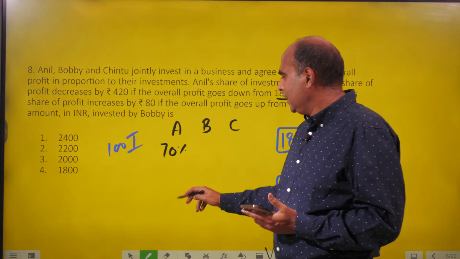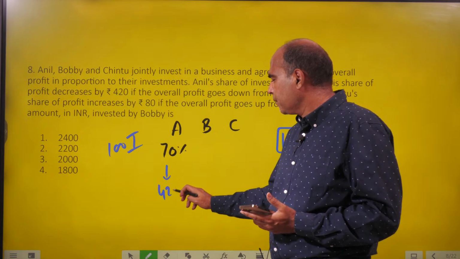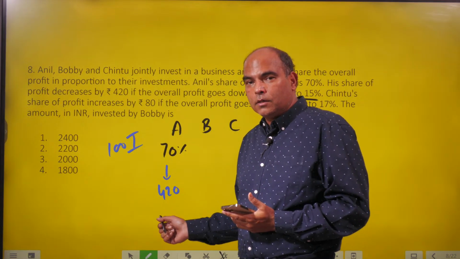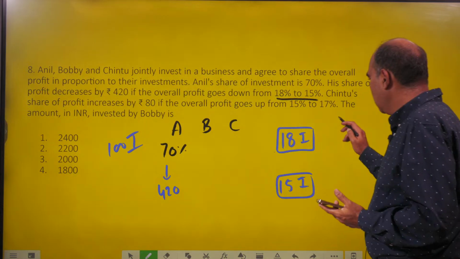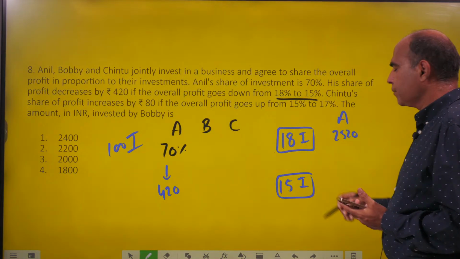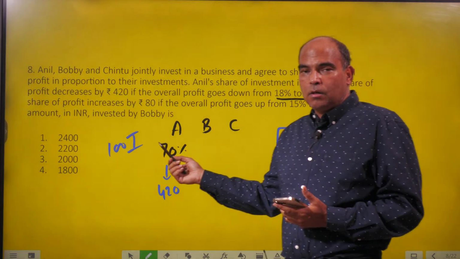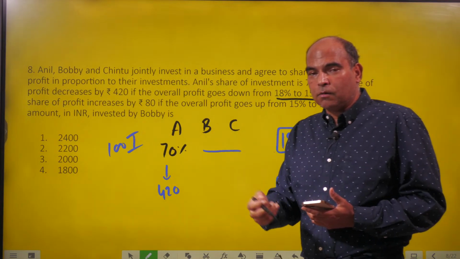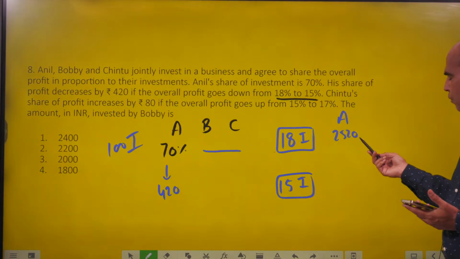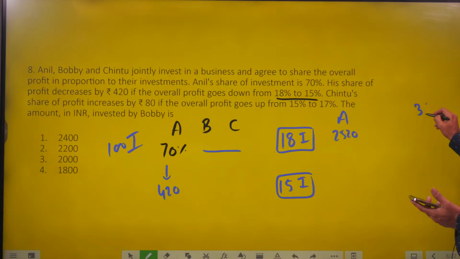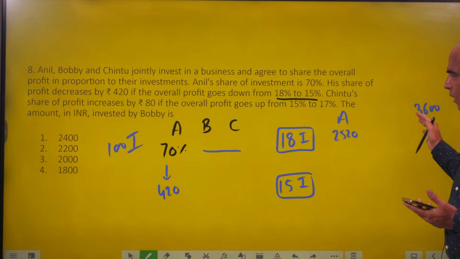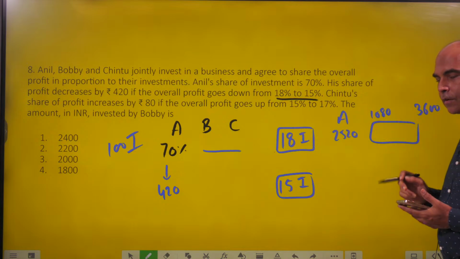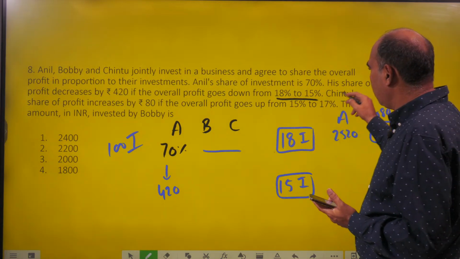So Anil, in this case, his profit is going down by 420. So he's losing 1/6 of his profit, and that is 420. So Anil's profit here must be 2520, and that is equivalent to 70% of the investment. So the other 30% must be 1080, because 70% being 2520, 100% will be 3600. Total profit would be 3600, and B and C would have a profit of 1080. That's what you can see here, right? Now then they talk about Chintu.